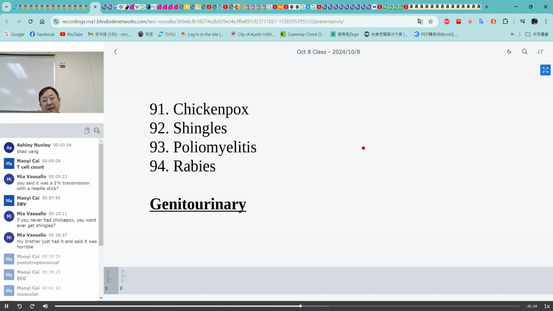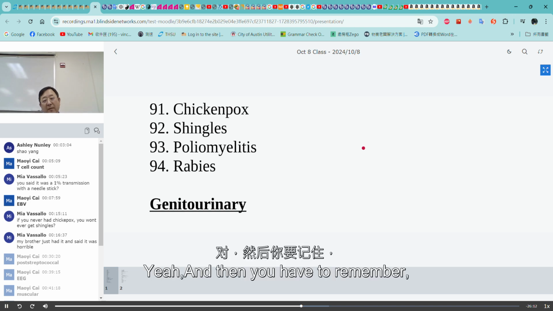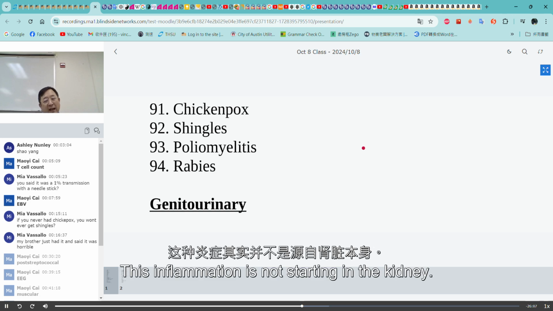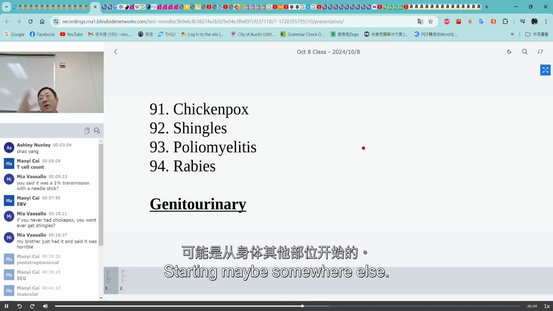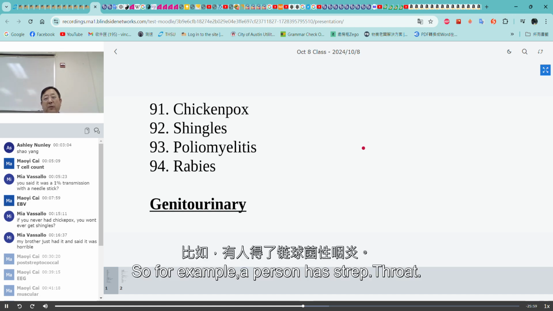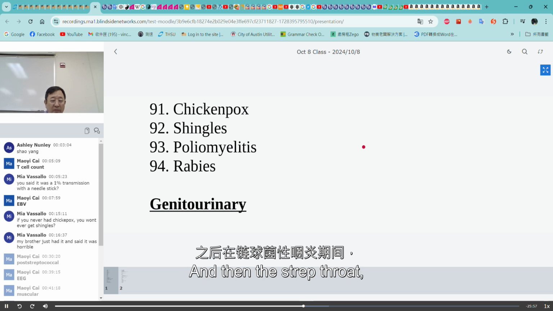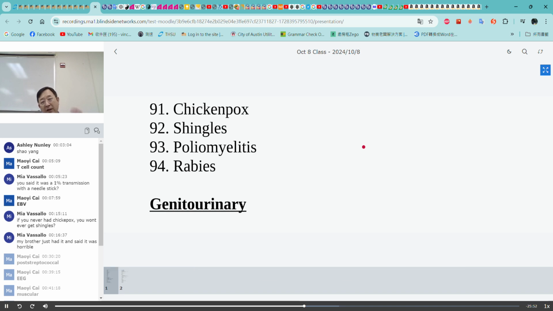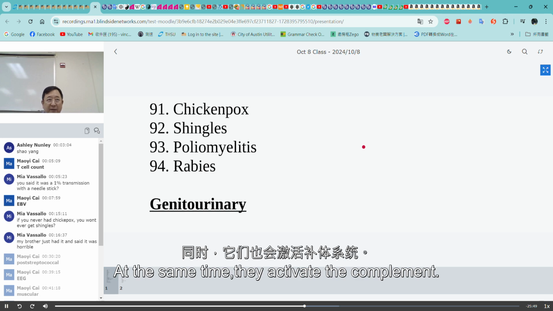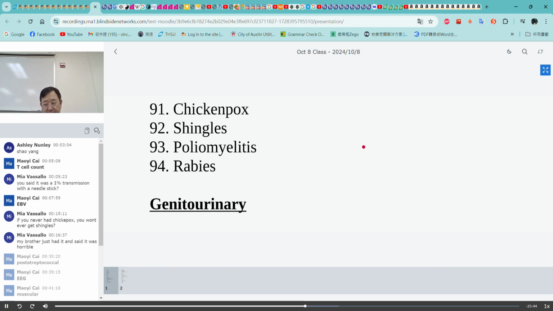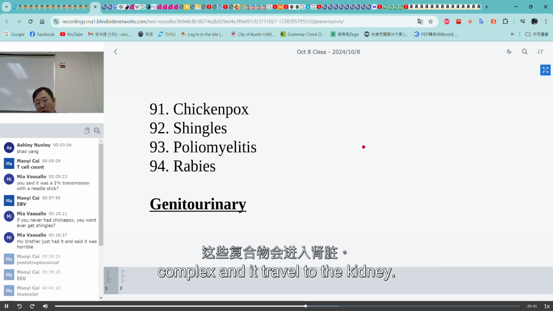Okay. Then after that, the next two are kidney conditions, nephritic and nephrotic. Well, there's a difference. Nephritic is inflammation. Yeah, and you have to remember, it's glomerulonephritis. This inflammation is not starting in the kidney. It's actually what? Starting somewhere else. It's a streptococcus infection. So, for example, a person has strep throat. And then the body generates antibodies against the bacterial antigen. Antibodies fight, and at the same time, they activate the complement. Then this antigen-antibody-complement complex travels to the kidney.